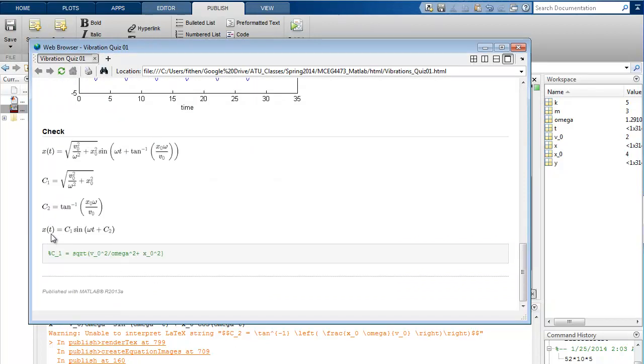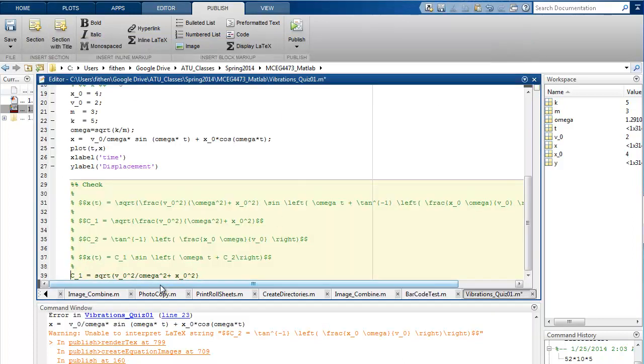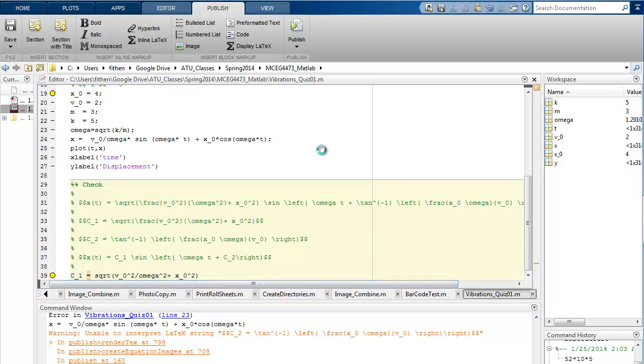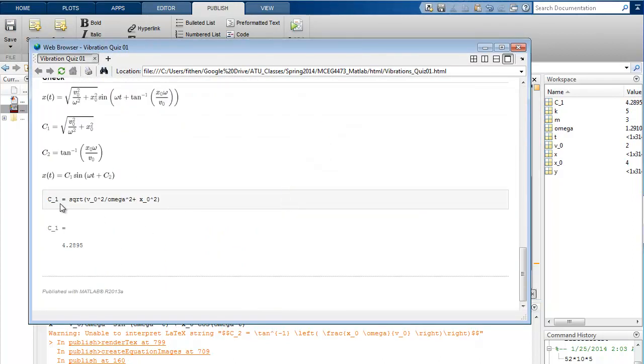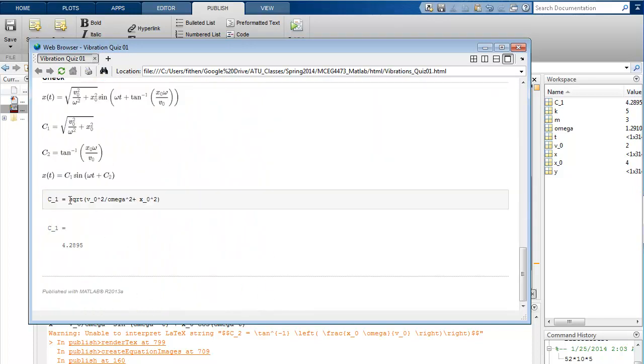Really what I want is the square root of the V0 squared, which is the upper term, divided by omega squared, which is the lower term, and then the square root to basically sit over the top of the x0 squared as well. So I have to be aware that instead of closing the brackets here, I need to close the bracket here. Now I'm just going to hit publish and see what it tells me. It took the data from back up here, and it tells me that number is 4.2895.